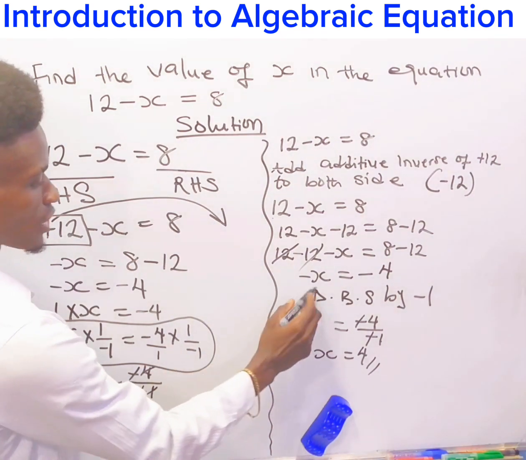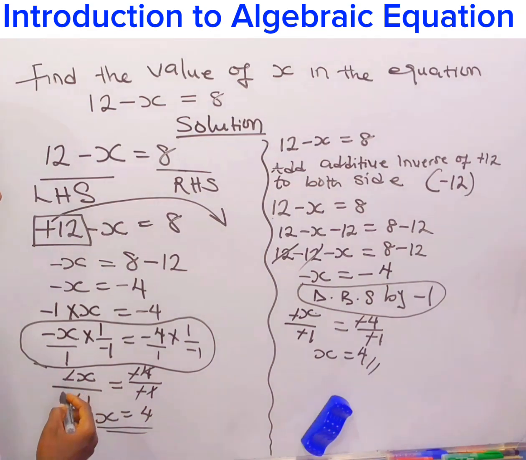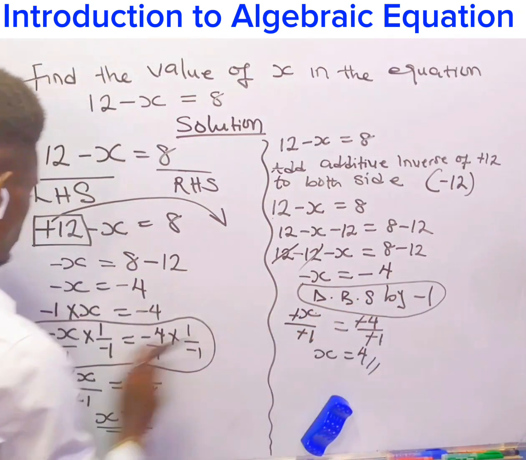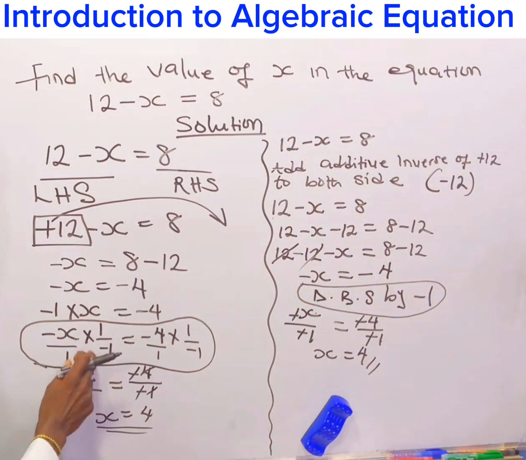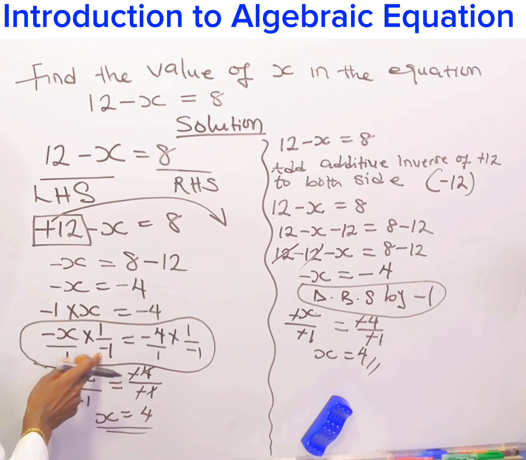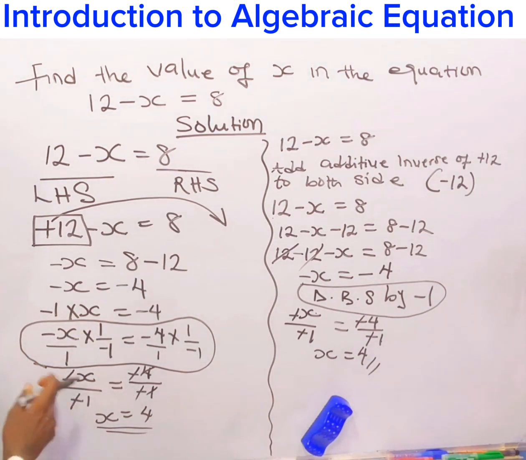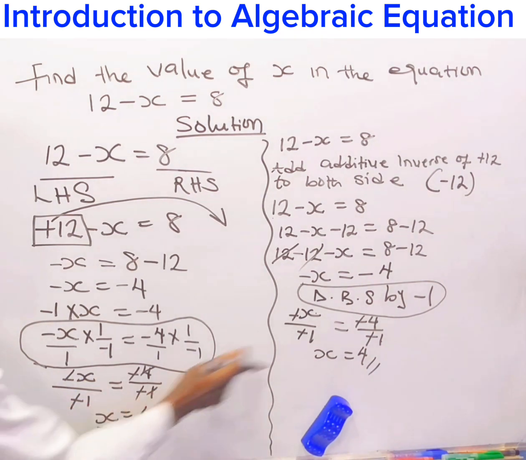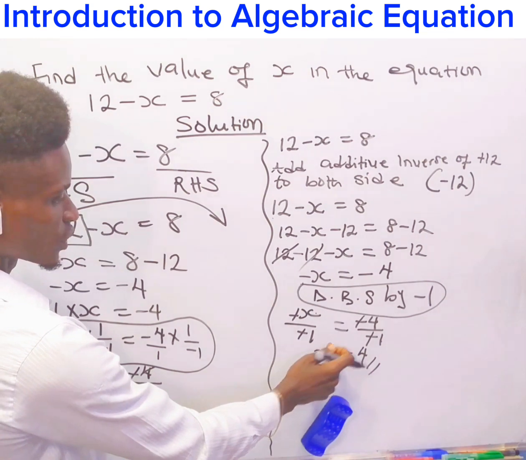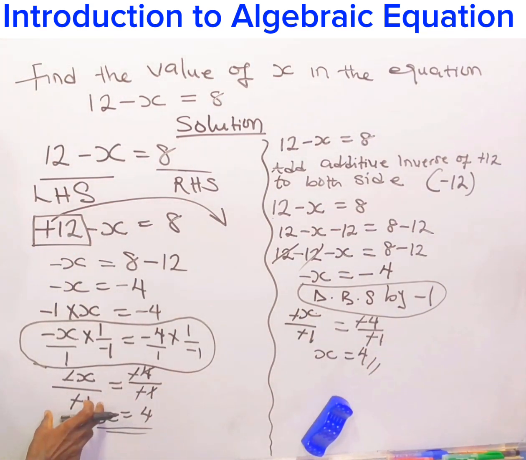This is a short method. Just divide both sides by negative 1. It will still give us the same result. Here, we multiply both sides by the multiplicative inverse of negative 1, which is 1 over negative 1. So at the end of the day, we end up having negative x over negative 1, which is still the same thing here. So this is a short method and this is a long method.